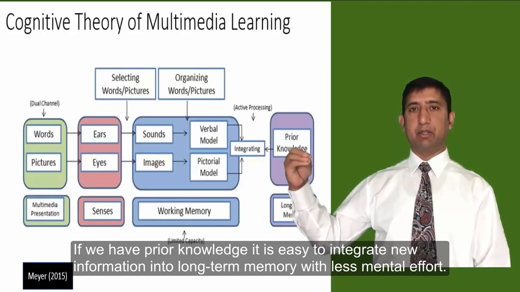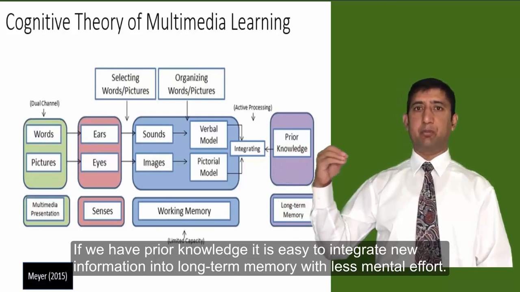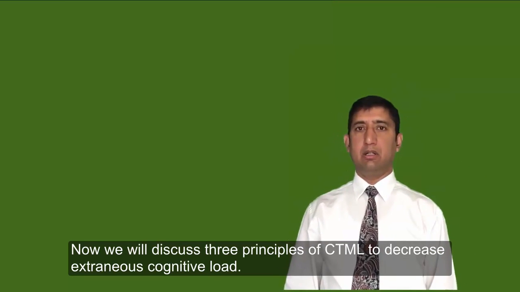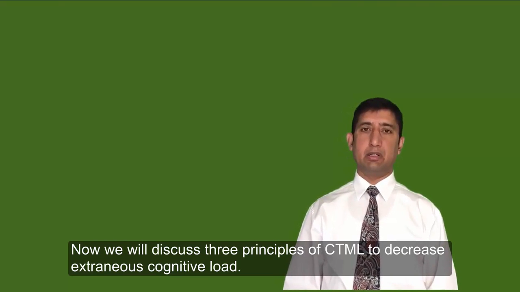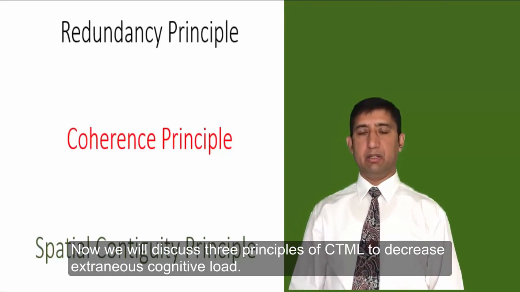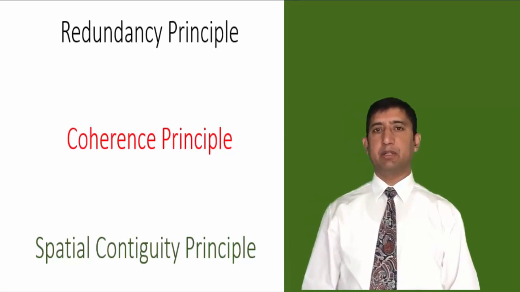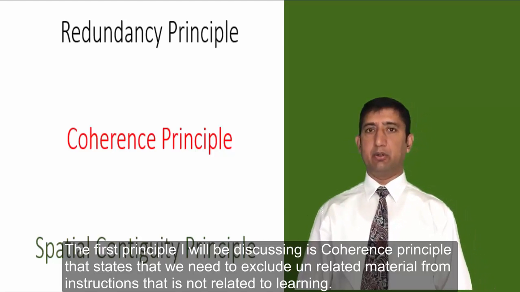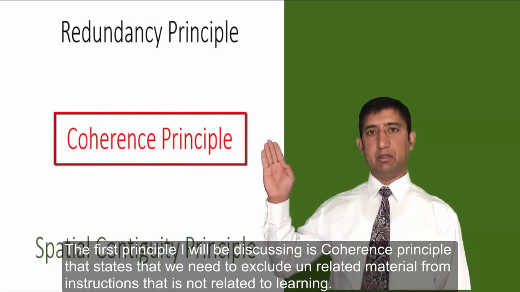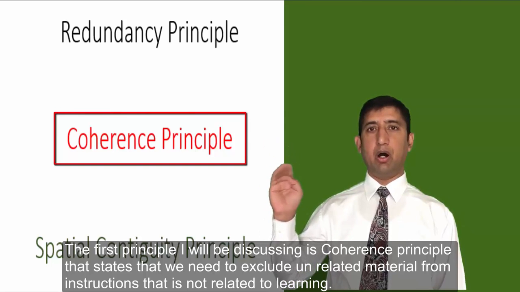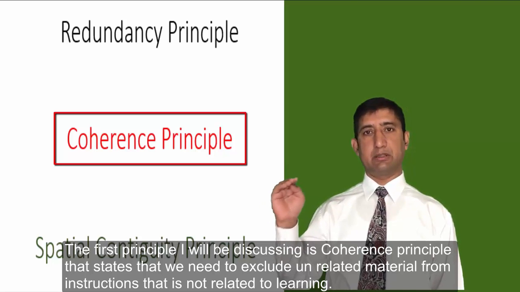So that's why there is a principle called pre-training in multimedia instructional design. And now we will discuss three principles of the cognitive theory of multimedia learning to design our instructions more effectively to reduce the cognitive load. The first principle I will be discussing is related to decreasing the extraneous cognitive load. It is the coherence principle, which means we should exclude all unnecessary, unrelated information from our instruction design.